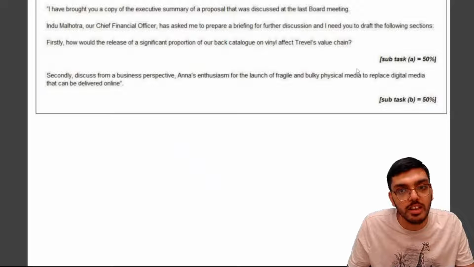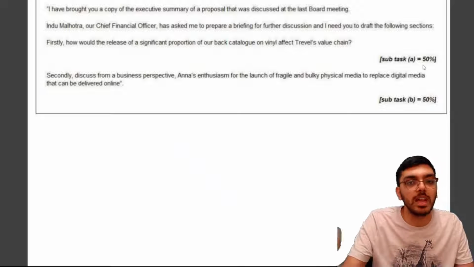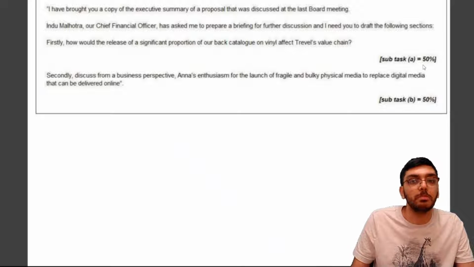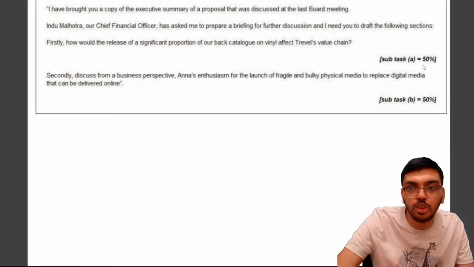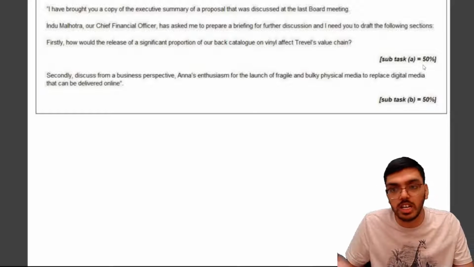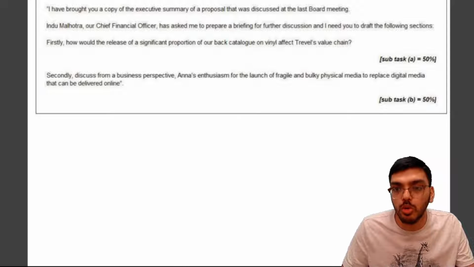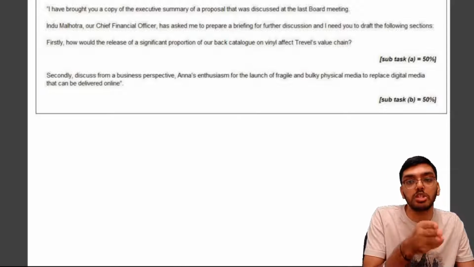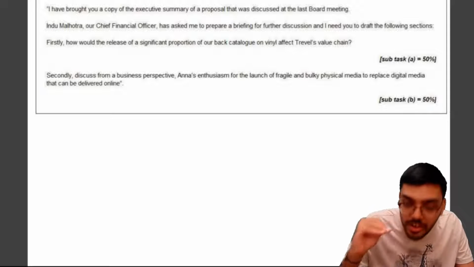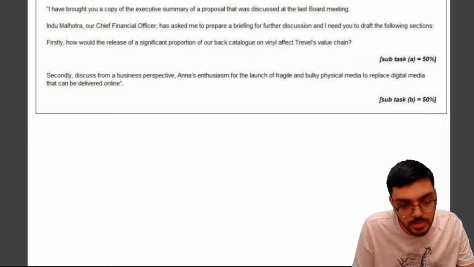As simple as that. So they've told you that this task is 50% of your time, or you should give it 50% of importance. Same way, task 2, you should give 50% importance. It could be 30, 70, 40, 60, could be anything. But it's a guideline for you to understand that if you give that much time to that task and write for that much time, it will give you a good amount of marks.